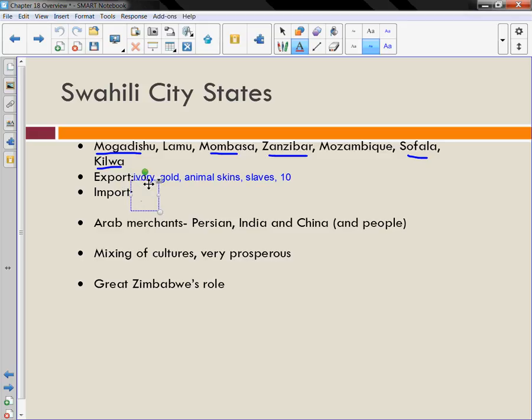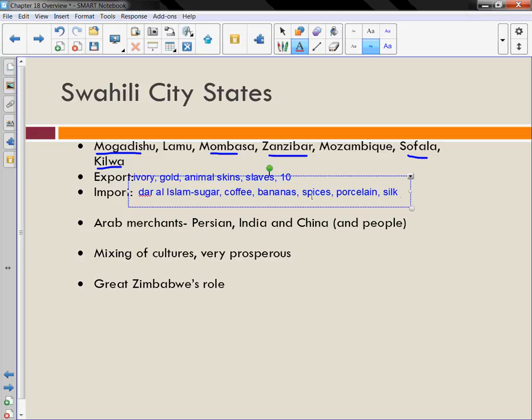In terms of imported goods, they were importing lots of different things from the Dar al-Islam. This included crops like sugar, coffee, bananas, as well as spices, porcelain from China, silk, and all those typical big goods that you would think of with the Indian Ocean Basin. Arab merchants were really in charge of this trade, and they were working with interior kingdoms like Great Zimbabwe to get materials to trade.